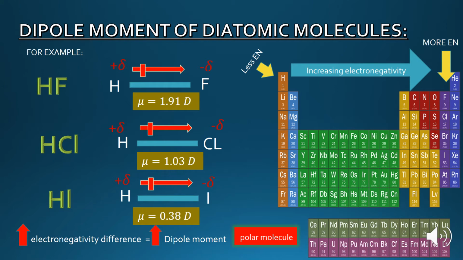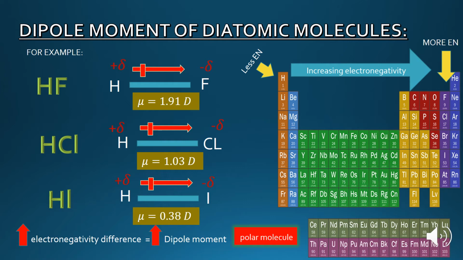Dipole moment of diatomic molecules with two dissimilar atoms. Now let us take an example of hydrogen fluoride. So friends, when we go across the periodic table from left to right, the electronegativity increases. And we know that hydrogen is the electropositive atom of the periodic table, whereas fluorine is the most electronegative atom of the periodic table.